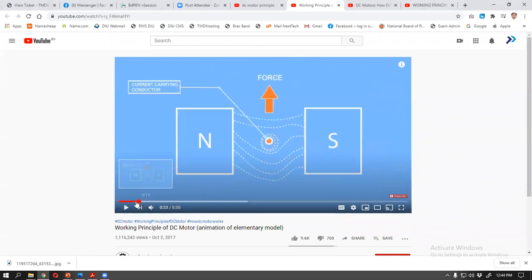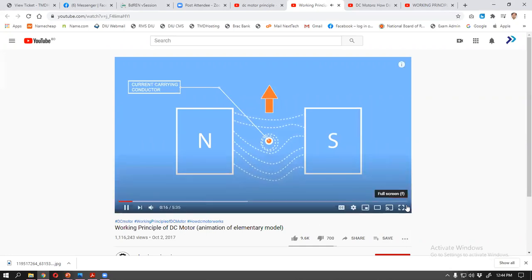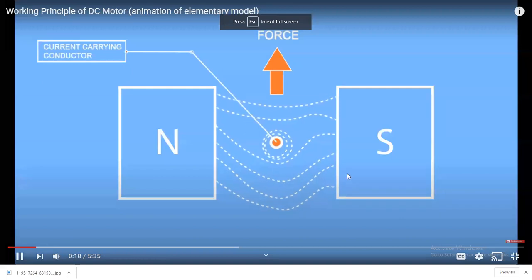Okay, done. This is the motor. The idea is very simple. We can see that when a current-carrying conductor is placed in a magnetic field, it experiences some force in a particular direction.